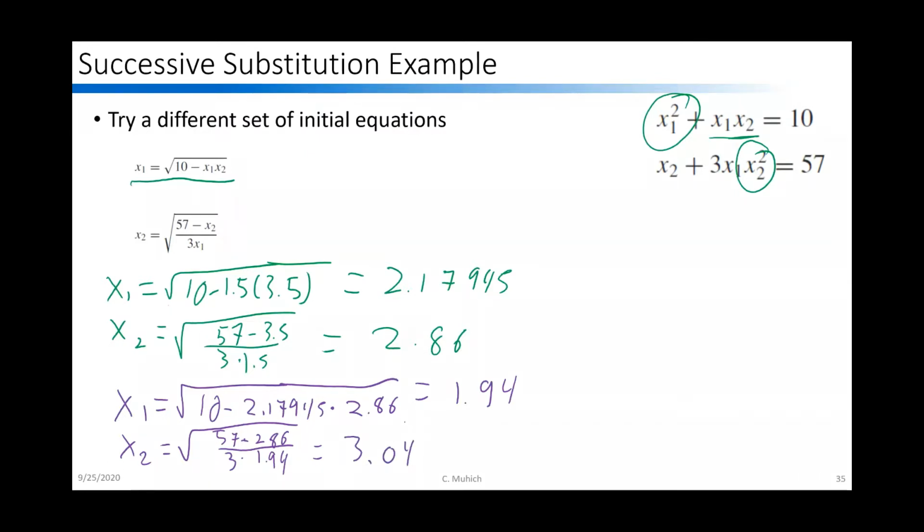The nice thing is I've gone in terms of x1, I had 1.5, then 2.17, then 1.94. Right? The differences as I'm moving from one step to the next are getting smaller. The same thing is happening in x2. I started from 3.5, I then went to 2.86, and then 1.94. The differences between my individual steps are getting smaller. We're converging.